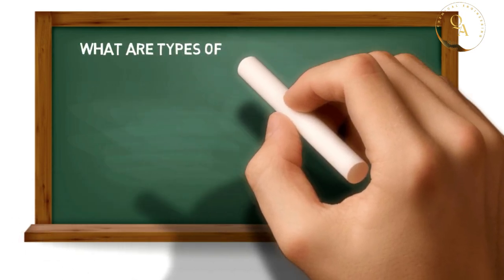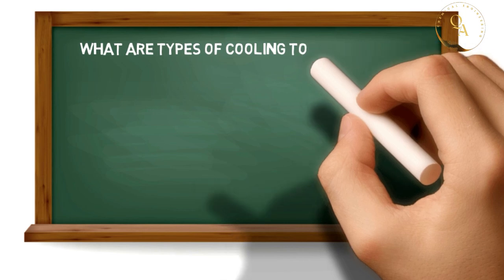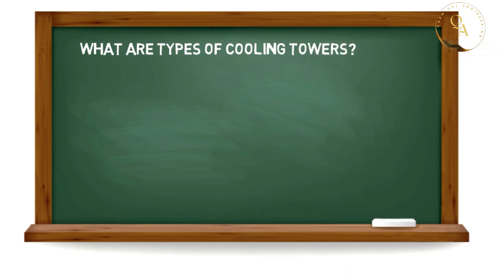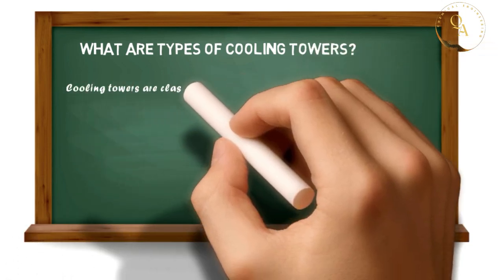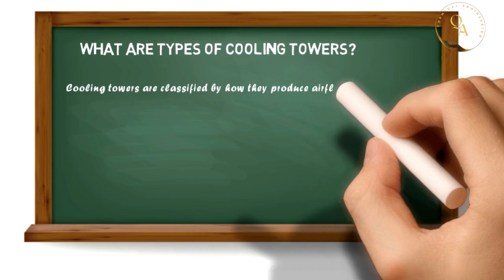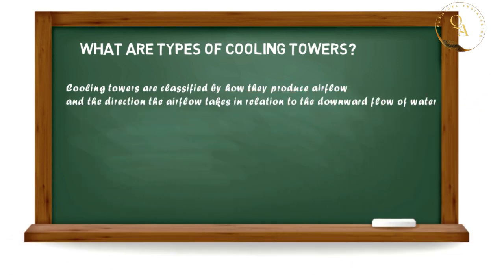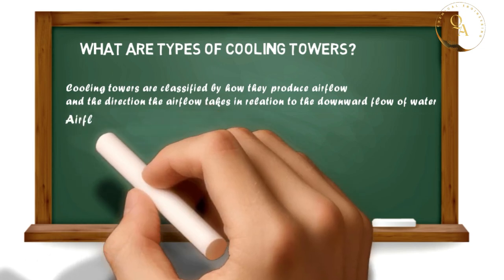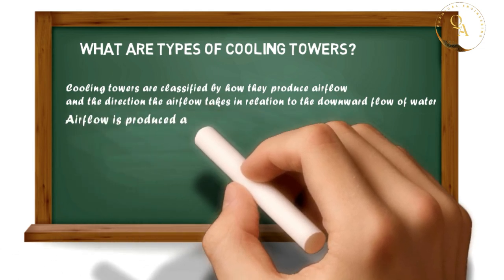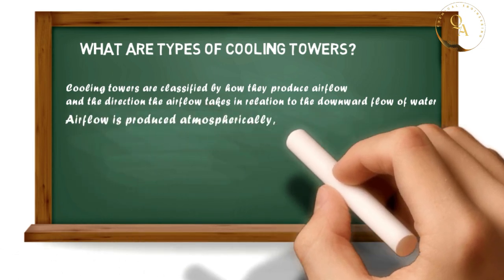The question today is, what are the types of cooling towers? Firstly, cooling towers are classified by how they produce airflow and the direction the airflow takes in relation to the downward flow of water. Airflow is produced atmospherically, naturally, or mechanically.